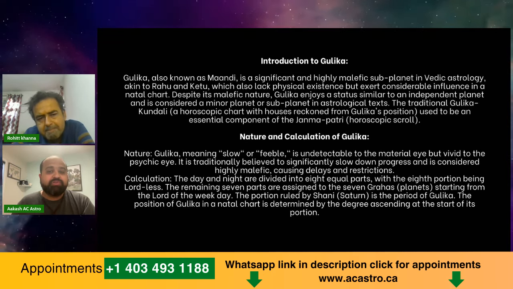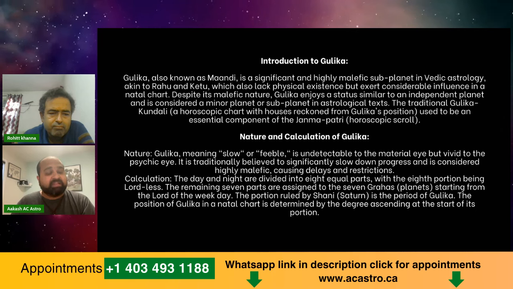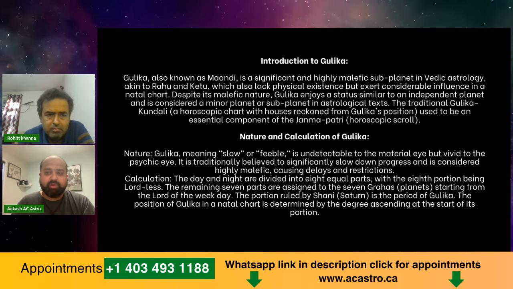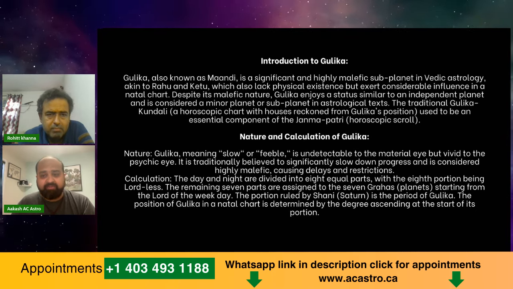Gulika again means slow and feeble. It's undetectable to the material eye but vivid to the psychic eye. It is traditionally believed to significantly slow down progress and is considered highly malefic, causing delays and restrictions.